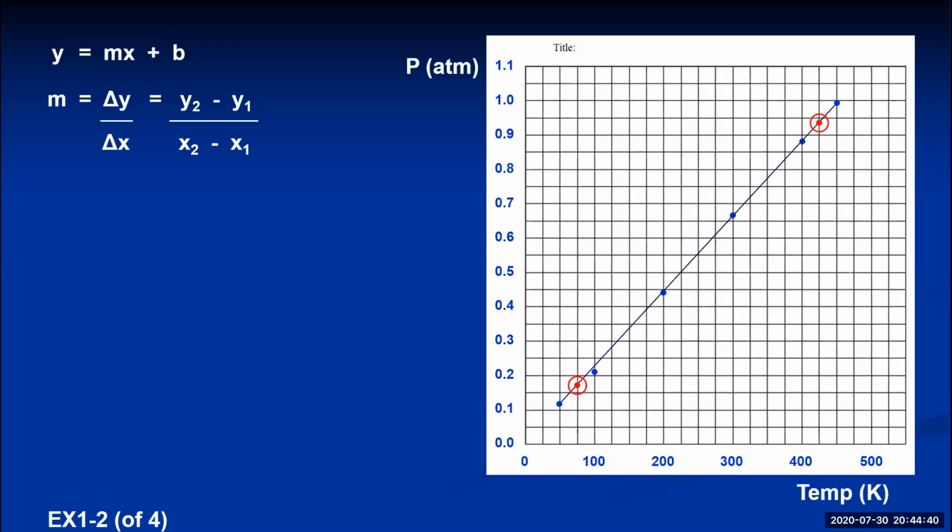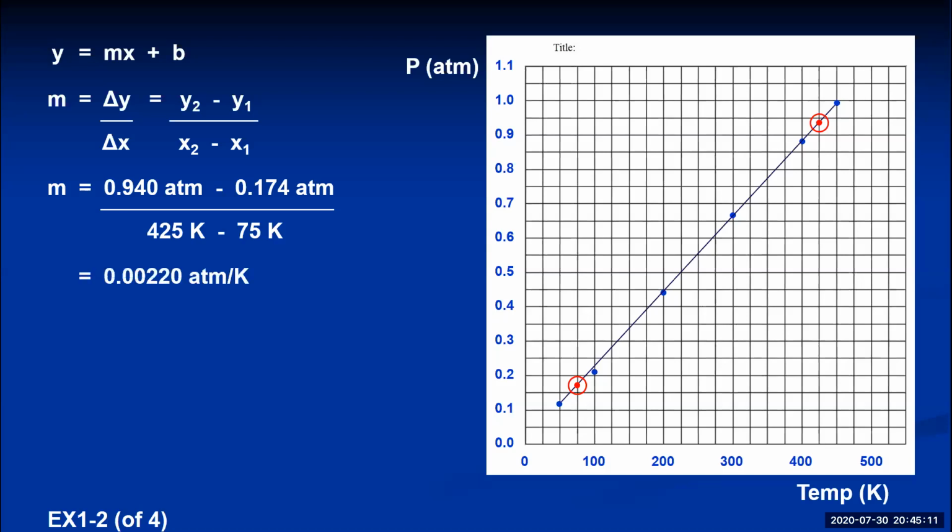Now, when you calculate a slope, because the x and y axes have units, the y-axis is atmospheres and the x-axis is Kelvin, your slope's going to have units, and I'm going to want to see the units on that. So if I subtract my y values, they're about 0.940 atmospheres for that high point and about 0.174 atmospheres for the low point. I'll subtract those, and my numerator will have the units of atmospheres. And then the difference in the x's is 425 Kelvin minus 75 Kelvin. When I get my answer, it comes out to 3 significant figures, 0.00220, and the units are atmospheres per Kelvin. So now I have the slope.